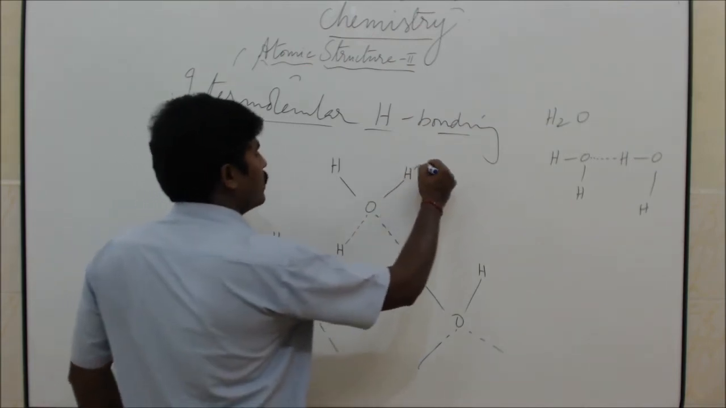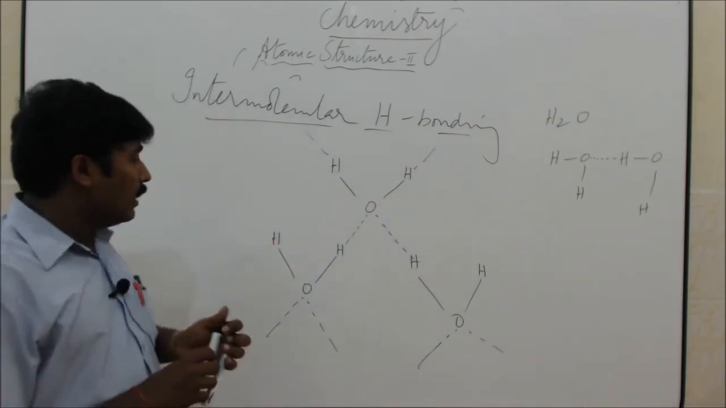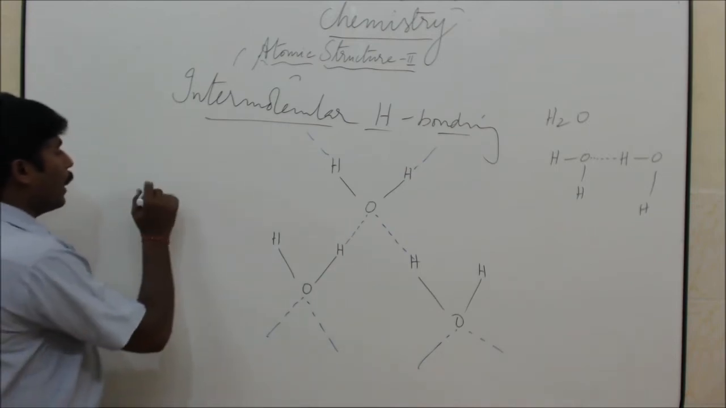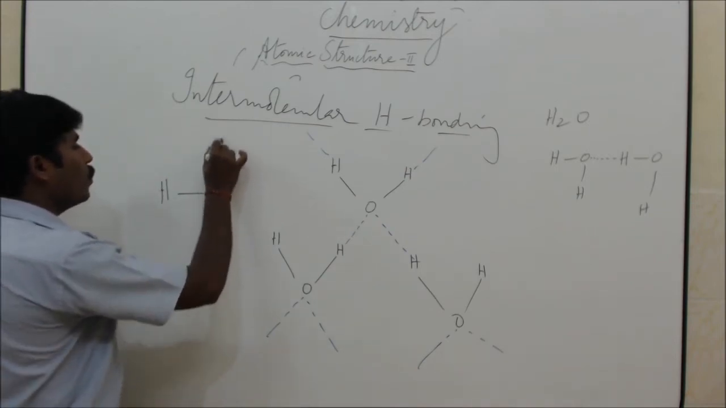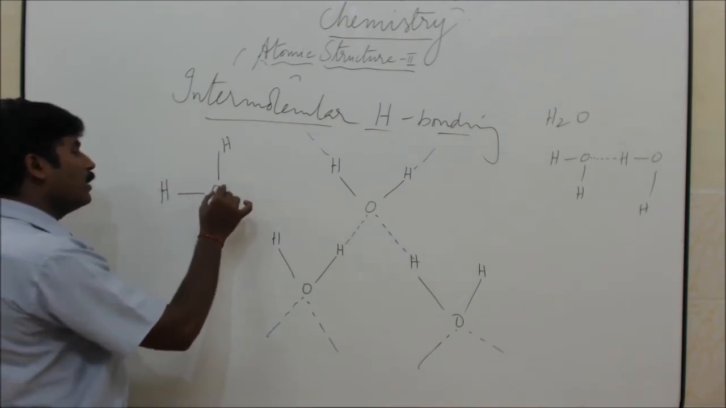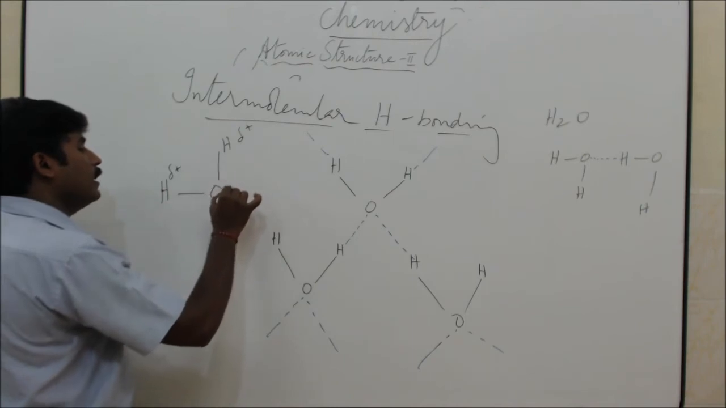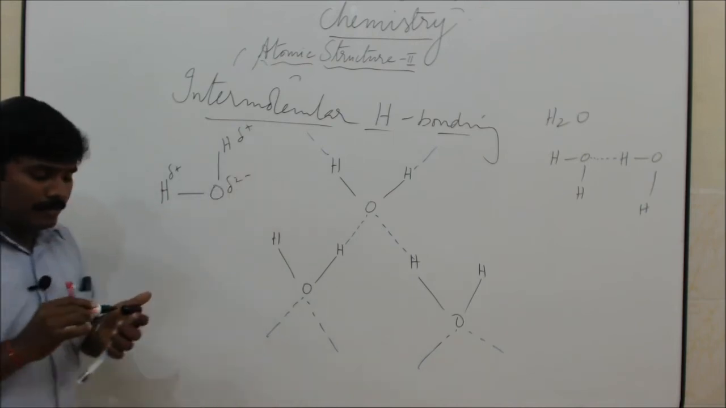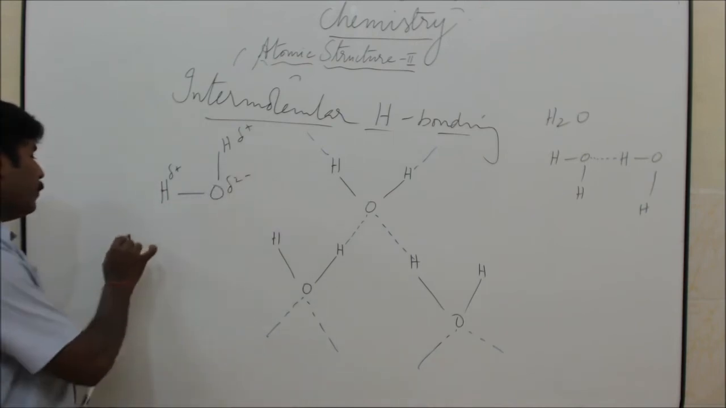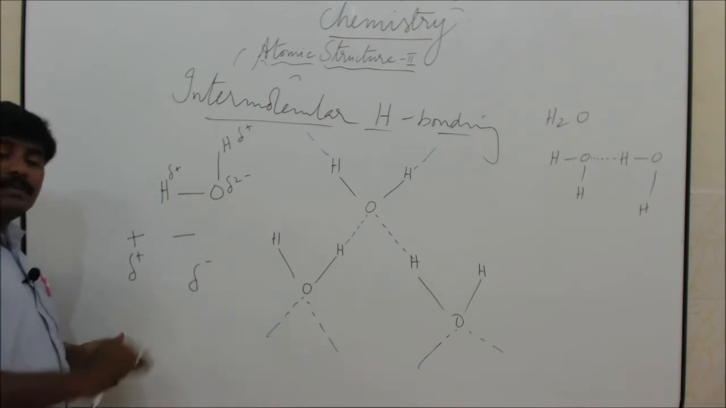These are what? Hydrogen bond. Actually, when a hydrogen bond will form, H-O-H. Here, this is what? Delta plus, and this delta minus. What is the difference between plus, minus and delta plus, delta minus?